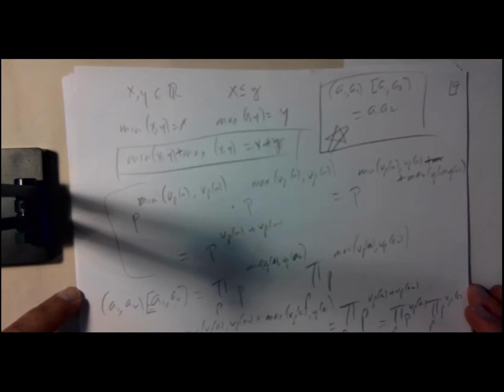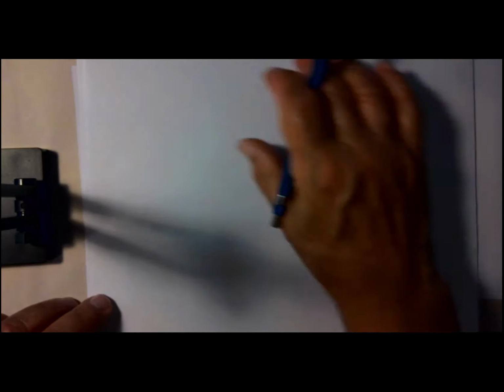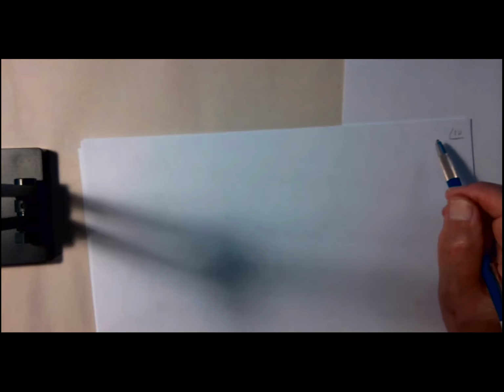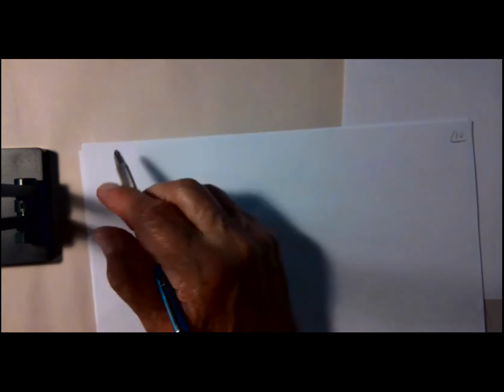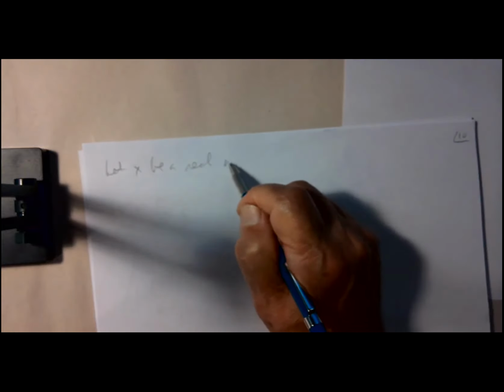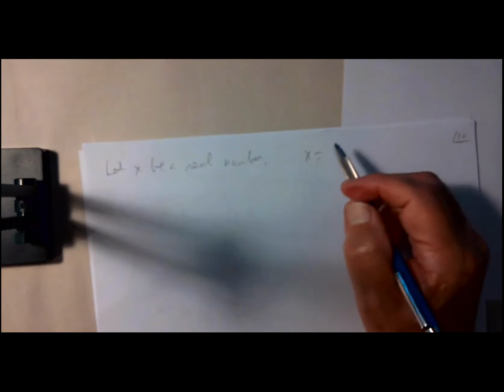All right. Okay. There's one more theorem in this section that I want to cover right now. So there's just some more notation. Let x be a real number. For example, x is square root of 2.